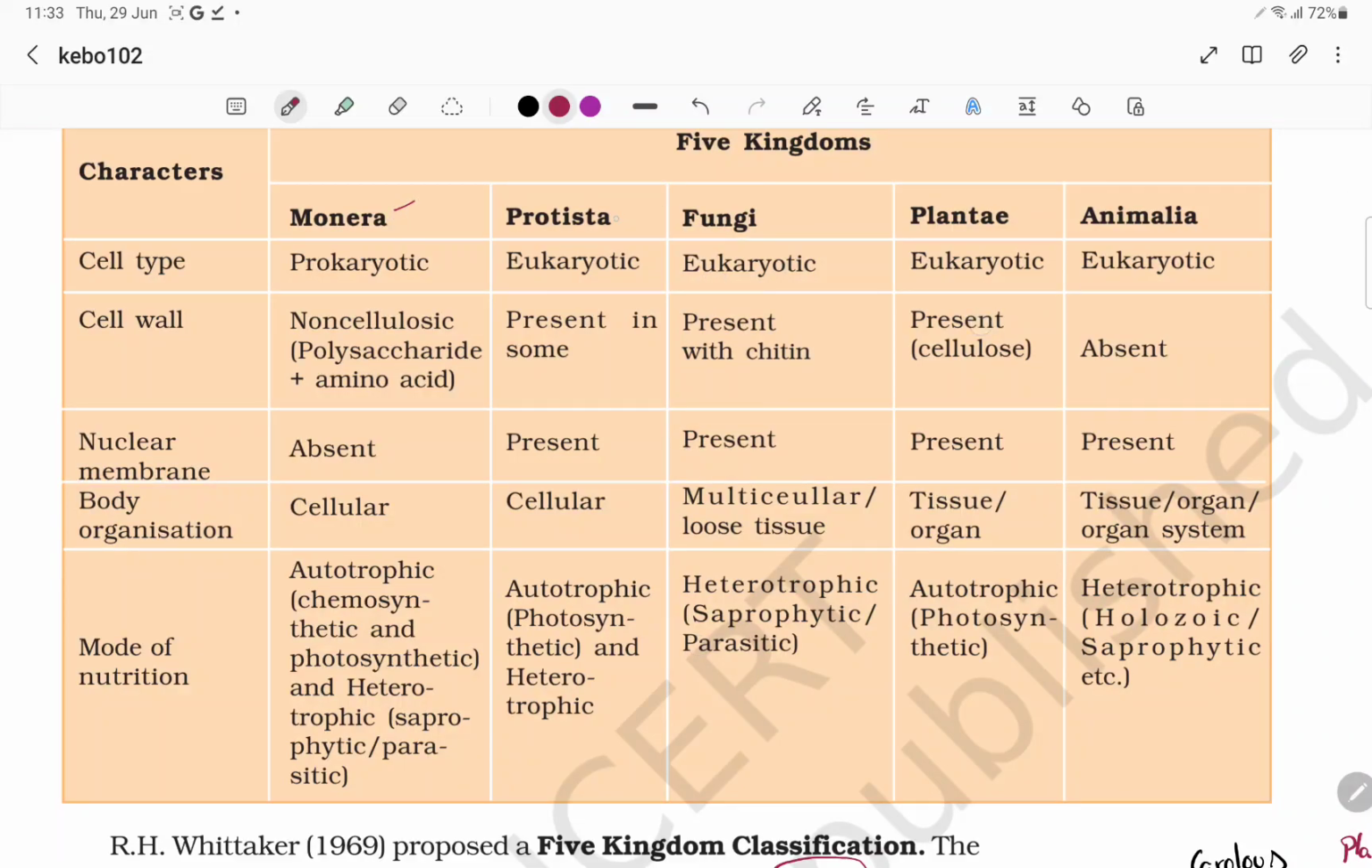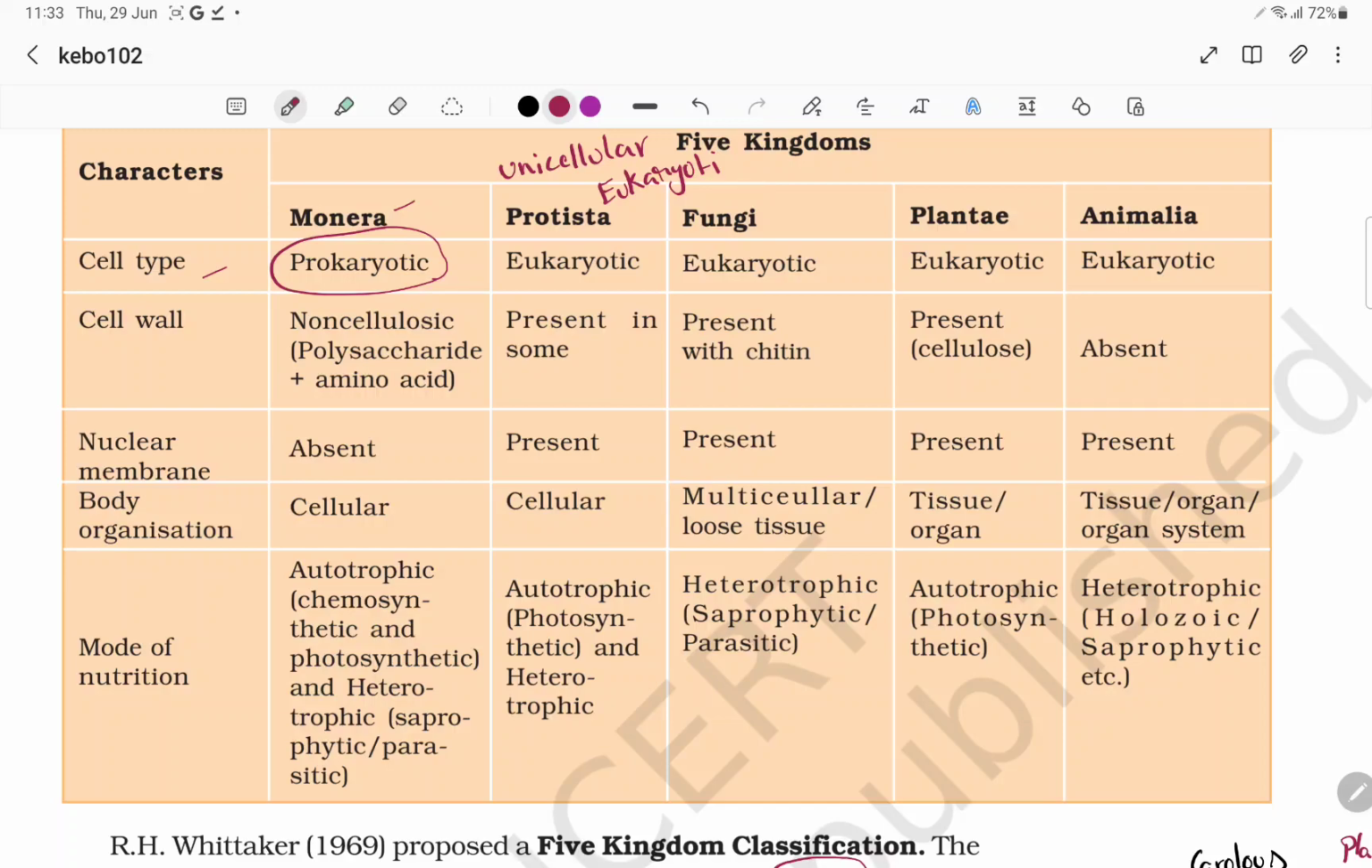Kingdom Plantae, Kingdom Monera. So Kingdom Monera, coming to the cell type, is prokaryotic. This is the only kingdom which has the prokaryotic type. And we have the Protista. All the unicellular eukaryotic organisms are placed under kingdom Protista. If it is unicellular eukaryotic, it is placed under Protista.